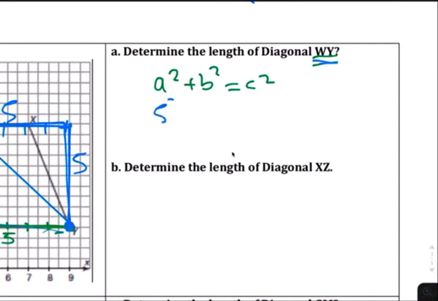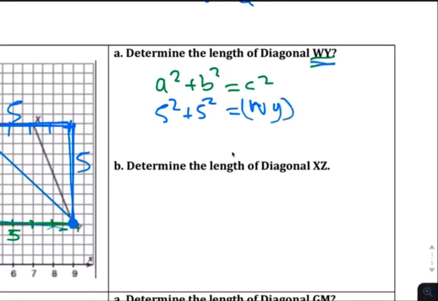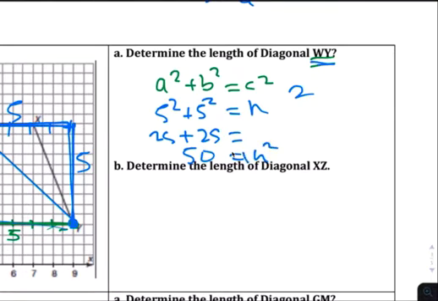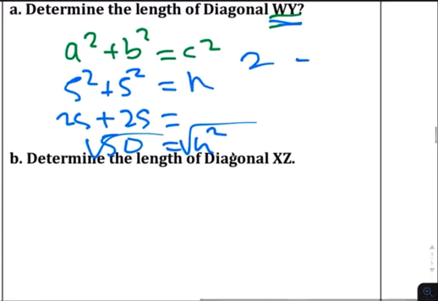So 5 squared plus 5 squared equals WY squared. If you're going to use WY, make sure you put the square root, or you can use H for hypotenuse or D for diagonal. 25 plus 25 is 50. So the hypotenuse squared, take the square root, is probably 7, since 7 times 7 is 49, so it's probably 7.1, right? Yep, 7.07. That's a 7, so this increased to a 1. So WY is 7.1.